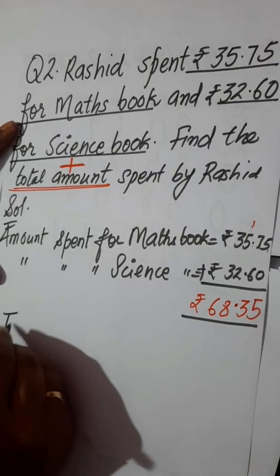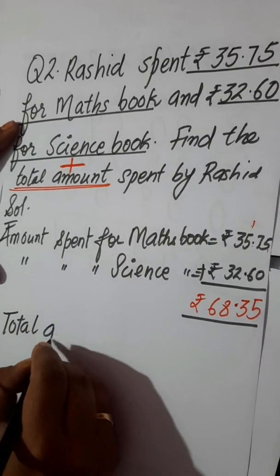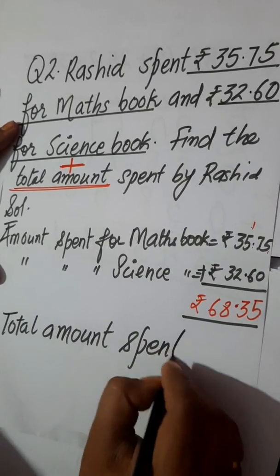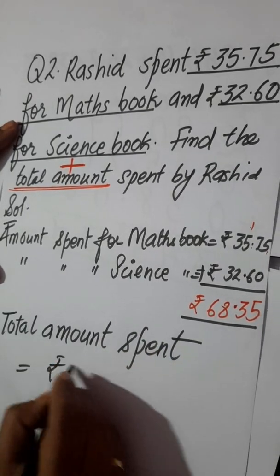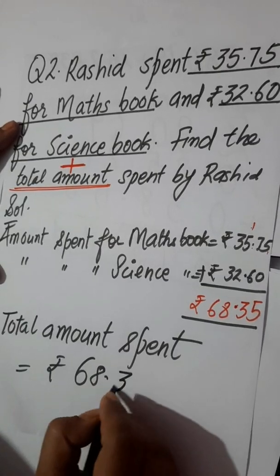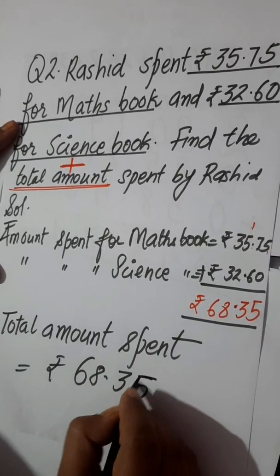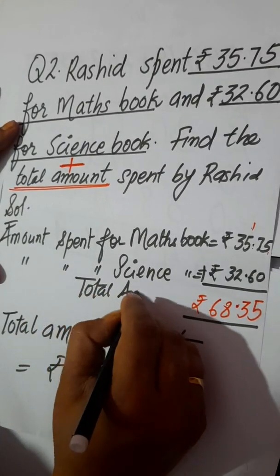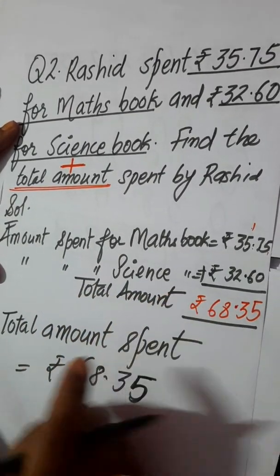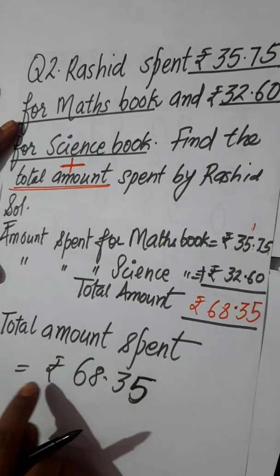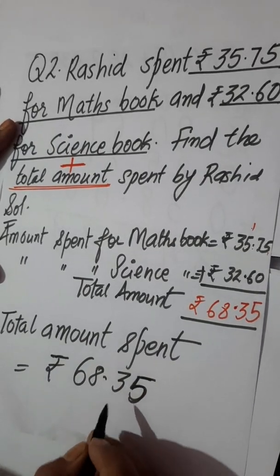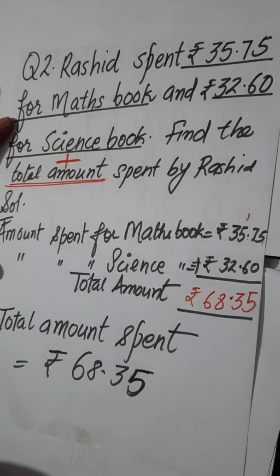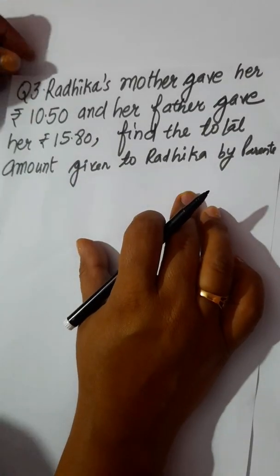So finally you will write, therefore total amount spent is equal to 68 rupees 35 paise. And here you will also write total amount spent 68 rupees 35 paise. So this is all about our question number 2. Now next we have question number 3.